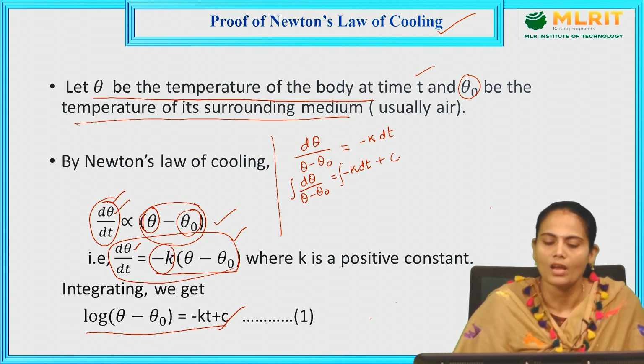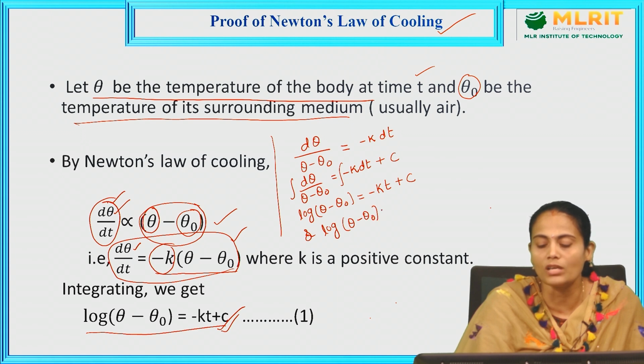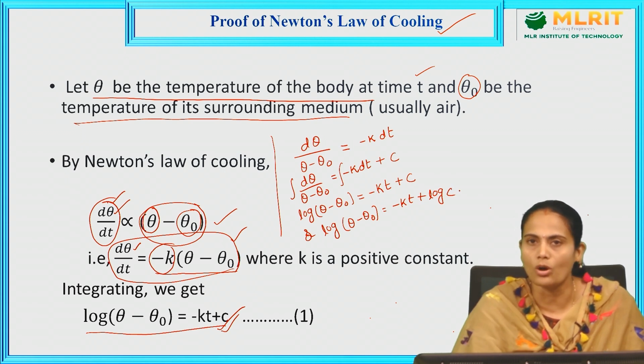Now, the integration with respect to theta: since theta naught is a constant, usually the air temperature is always constant, the integral of 1 by theta minus theta naught is log of theta minus theta naught, which is equal to minus k, a constant, times the integral of dt, that is t, plus c. So this is the equation, and sometimes we take the other form, log of theta minus theta naught is equal to minus kt plus log c, taking the constant as log c.